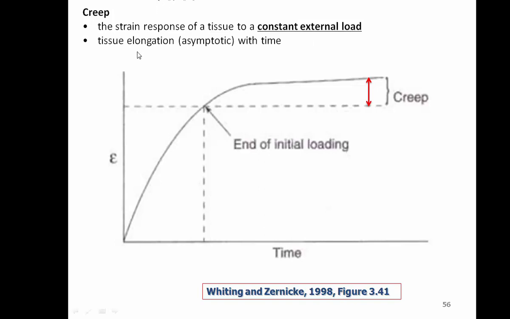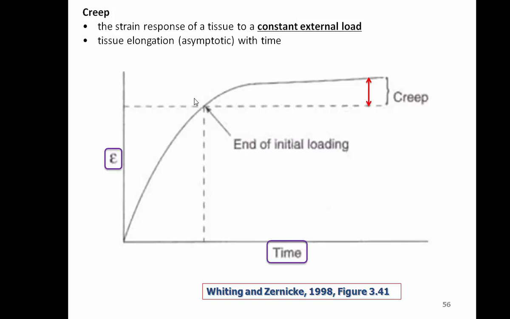And so what happens is that with time, the tissues elongate asymptotically. And so the tissues don't elongate, or compress if it's cartilage, for example, indefinitely. It reaches a plateau with time. And that's illustrated here on this graph as we examine time, and we apply a constant external load. And so as we ramp up the load, the tissue will experience a particular strain, and this is the end of initial loading. So the loading is not removed in this case, but it's held constant.